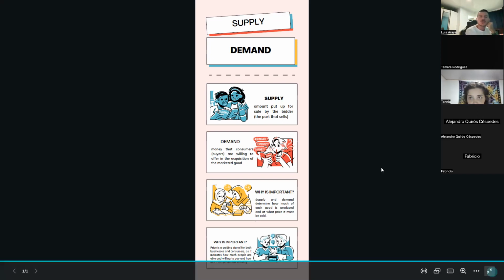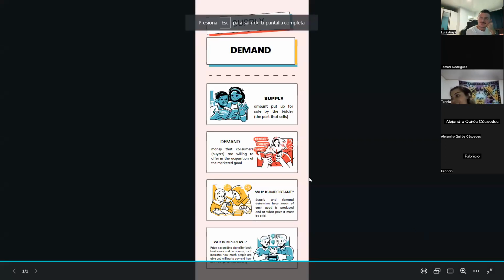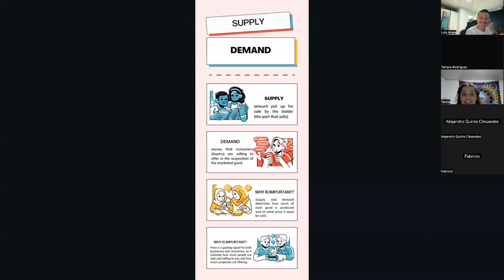Okay, so in your own words, how would you define it? What is the difference between supply and demand? I think that demand is what people want and what they buy, and what people buy. I mean, what they want. That would be supply.